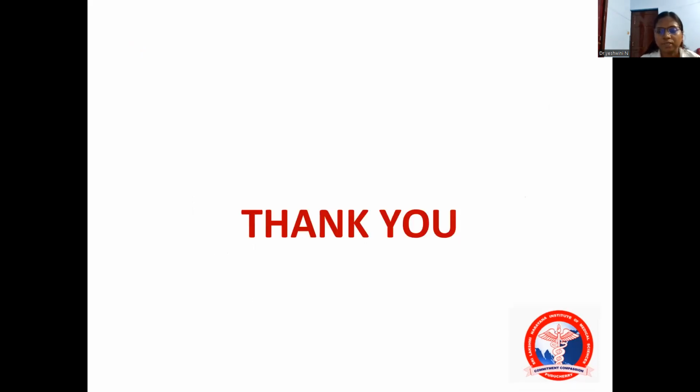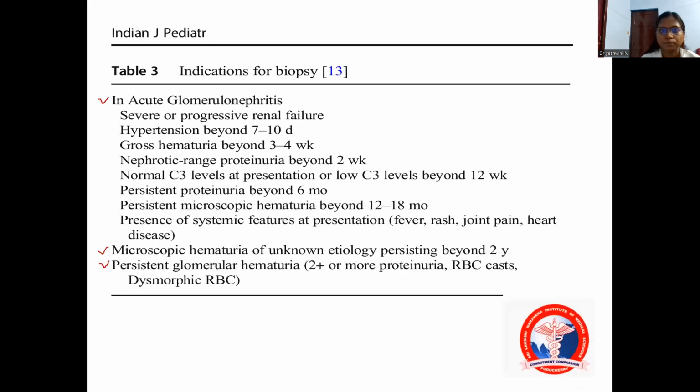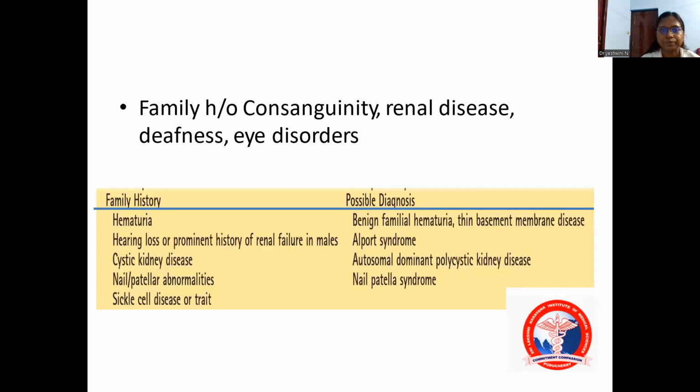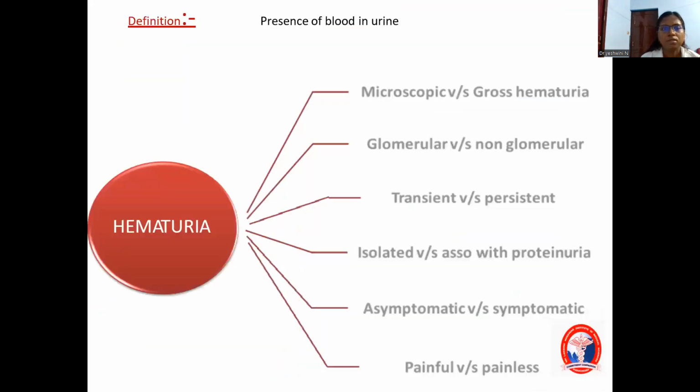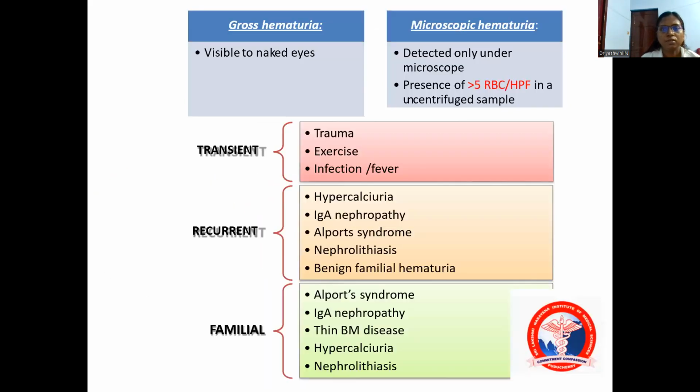Thank you. So we'll brush up regarding hematuria. A quick recap. See, first a definition. Okay. Hematuria is nothing but presence of more than 5 RBCs per high power field in an uncentrifuged urine. Whenever a child presents to you with hematuria, how do we approach? There are so many causes. Either it could be because of an upper urinary tract or lower urinary tract cause, or you can differentiate between a glomerular cause and non-glomerular cause, as we've already told.